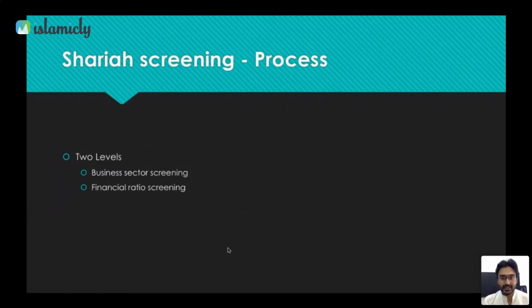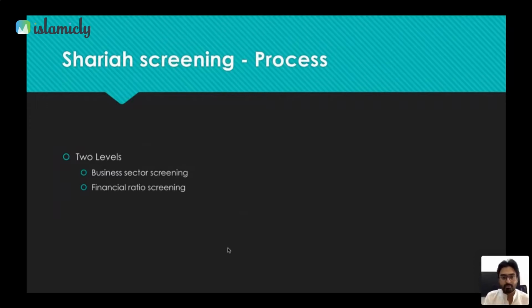Now, if you selectively do a process, then it does not mean that you have followed the process. So the answer, before I get into the discussion to that question, is a stock to be classified as Shariah compliant, a stock to be classified as halal for trading purposes, has to pass the entire screening criteria. And the screening criteria has 2 parts, the business sector screening and the financial ratio screening.